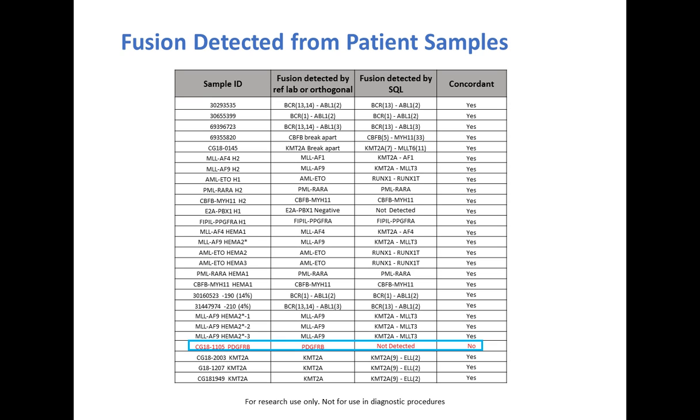You can see we obtained most of the samples identified by RT-PCR or FISH or NGS from a different lab, that was on the second column of the table. The fusion detected by SQL is on the third column. We detect all of the fusions by NGS except for one, which is highlighted in red. It is PDGFRB, identified by PCR from another lab, but not detected by NGS from our lab.